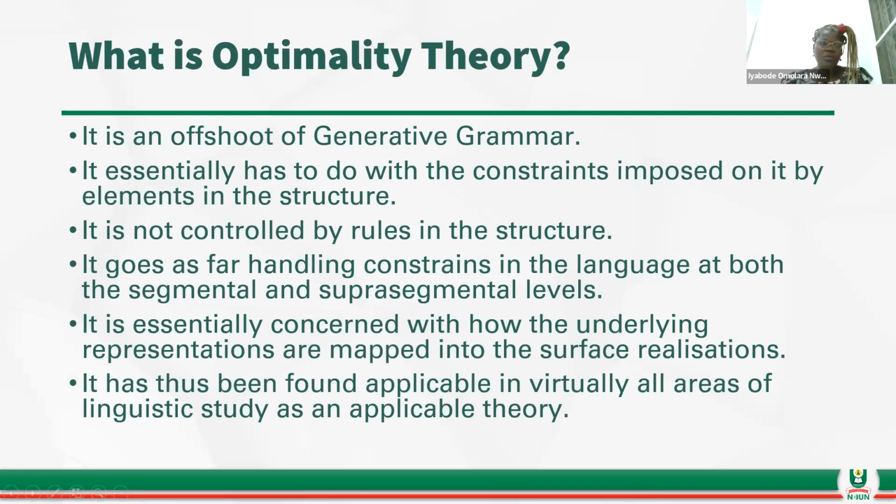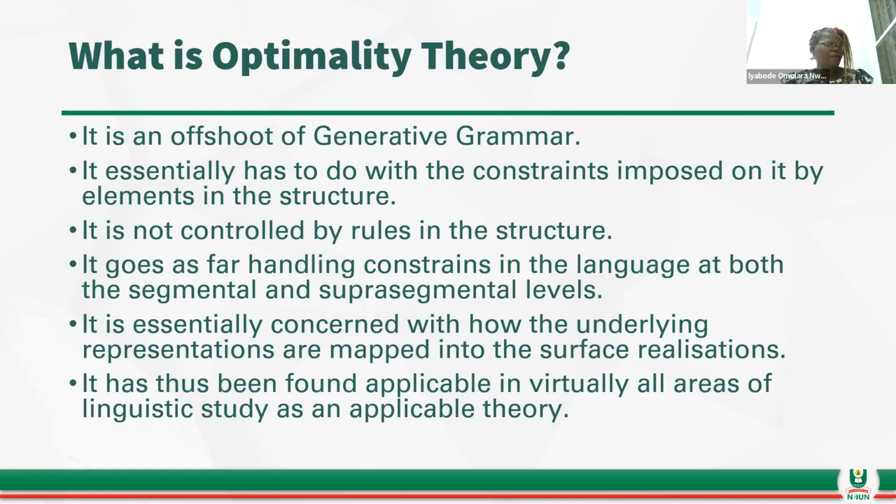So we are looking at the optimality theory and looking generally at it. The first thing is that it's an offshoot of generative grammar. We have said that this is the tradition that we are following now. So this theory is also an offshoot of generative grammar, and it has to do with constraints imposed on it by elements in the structure. It is not controlled by rules, and I have a question for us on that later.